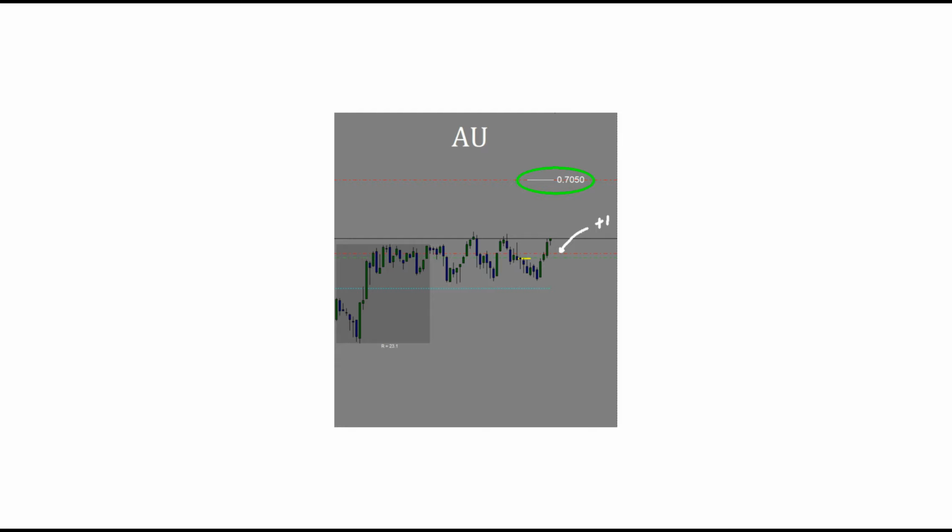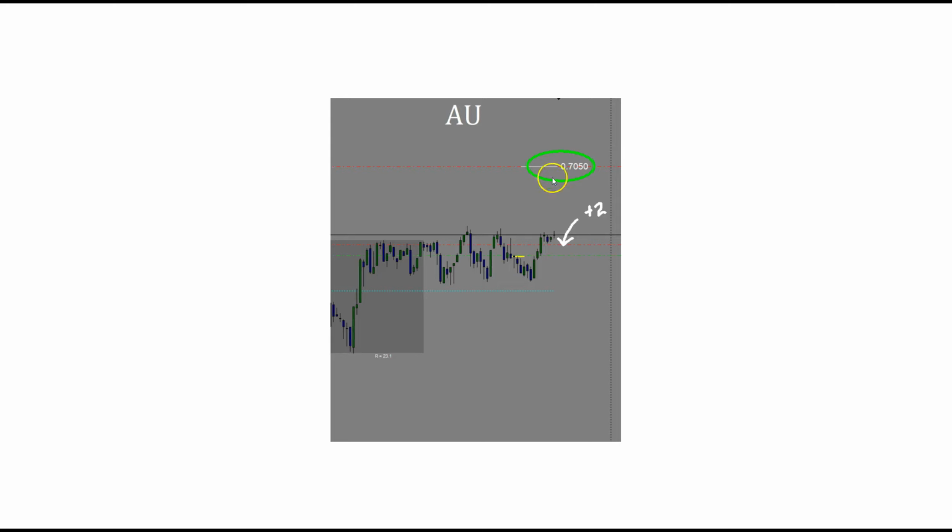And then a little bit later, I moved it up to lock in 2, still targeting up here. And I ended up punching out of this trade for +4. The pair just never went anywhere, and it was starting to get late in the session.